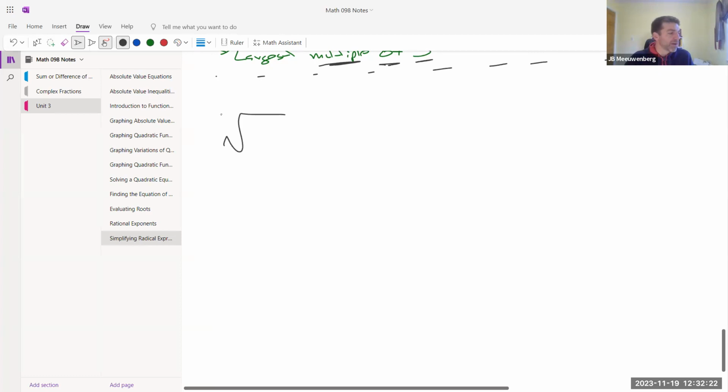Let's try the cube root of x to the 17th. Pause the video and see if you can figure this out. See if you can do this just like the previous one. I'm going to keep going. So we have to separate x to the 17th into x to the something times x to the something. They have to add up to 17 because of that product rule. So what's the largest possible multiple of 3 that's less than 17?